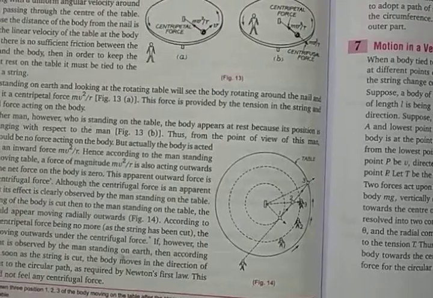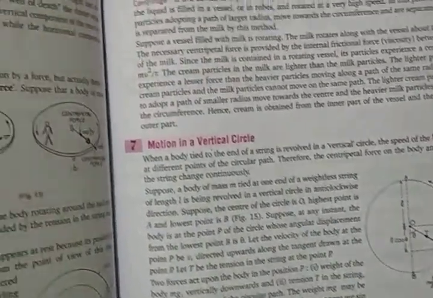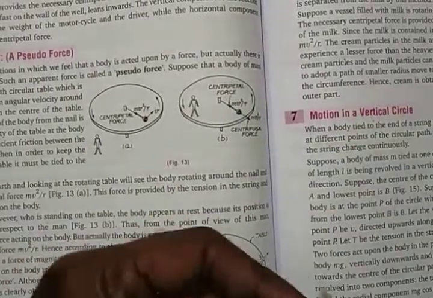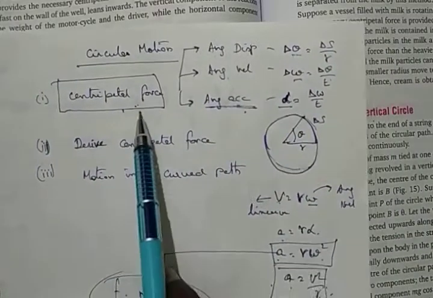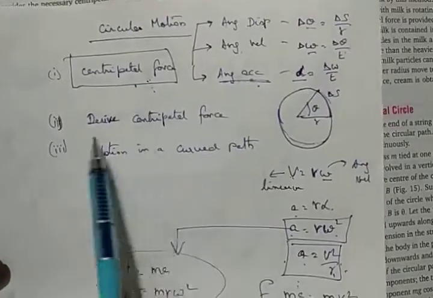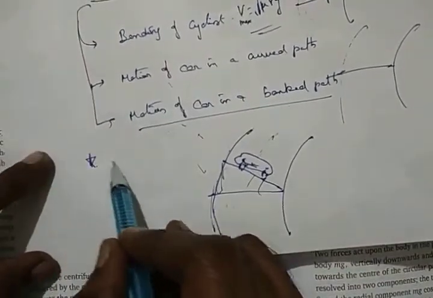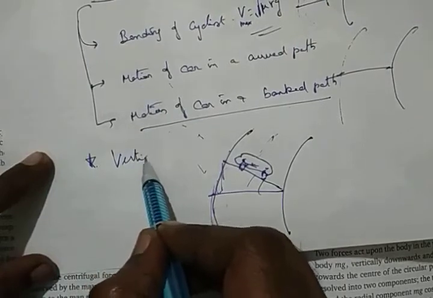Then we go to the last part, which is called the vertical circle, right? So let us see how it is. Centripetal force you learn, the derivation is important. These are all very important basic things. After deriving centripetal motion and then motion in a curved path, there are three parts: bending, motion in a curved path, and car and everything. The last part is very important, the vertical circle.